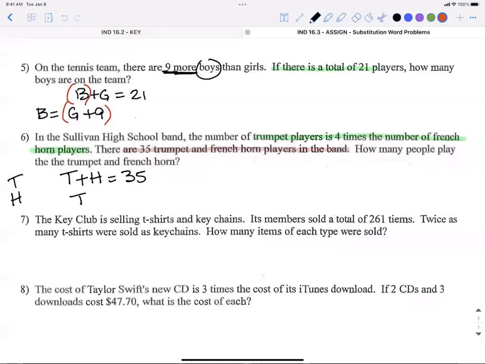So I'm going to put the biggest one, T, equals. And then what do I have to do to the French horn players to get it up to equal the trumpet players? Well, I have to multiply it by 4. So you've got 4H in place of T. You put 4H in place of T and you solve for H, and then you plug that in and solve for T. All right, I'm going to leave you to set up number 7 on your own.